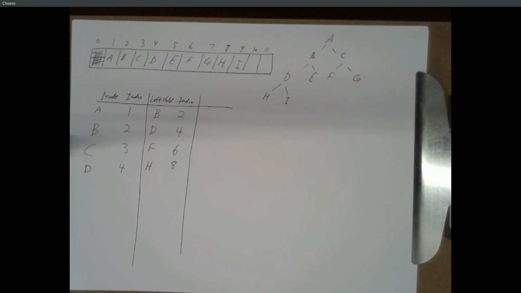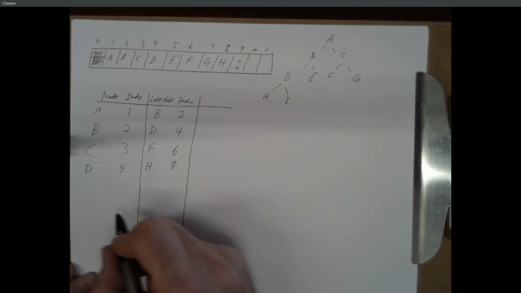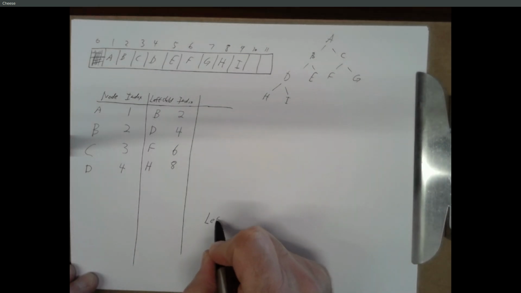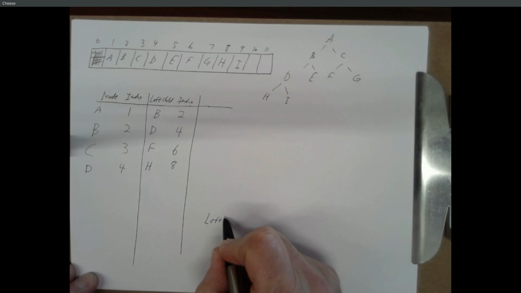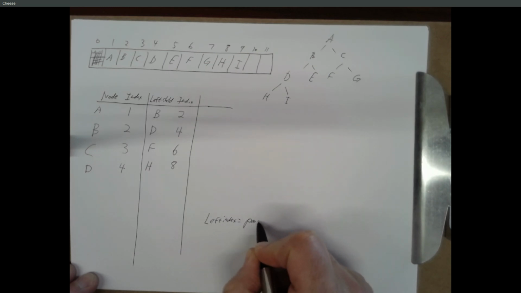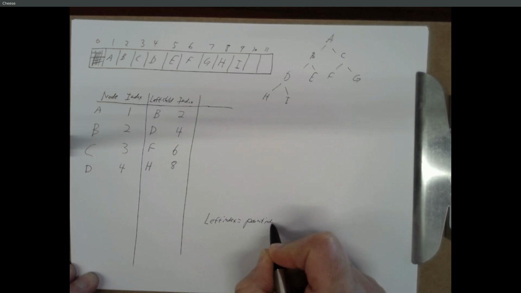Index of the parent times 2. And in fact, that's exactly correct. So left child index equals parent index times 2.